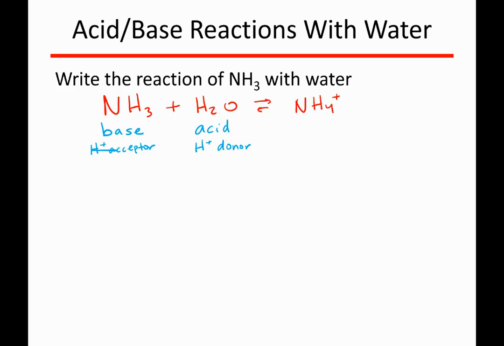And for the water, when H2O gives up one of its H+, you're going to be left with the hydroxide ion, OH-. That's the reaction, and that's how we're able to predict the products of the reaction based on our knowledge of Bronsted-Lowry acids and bases.